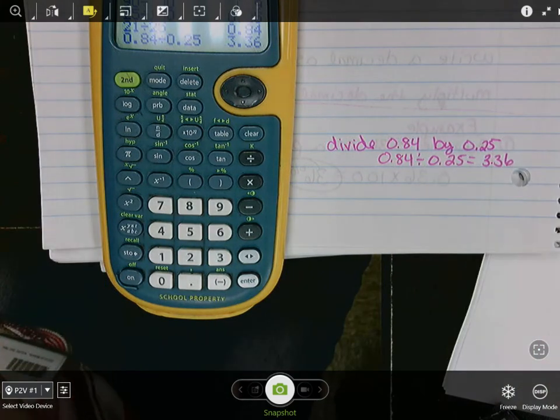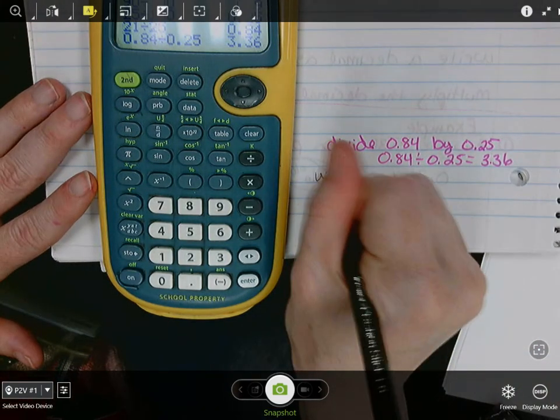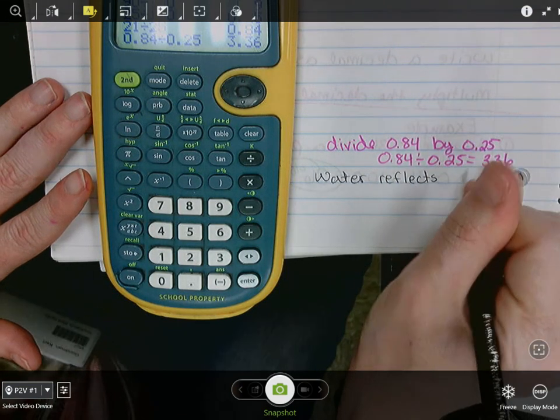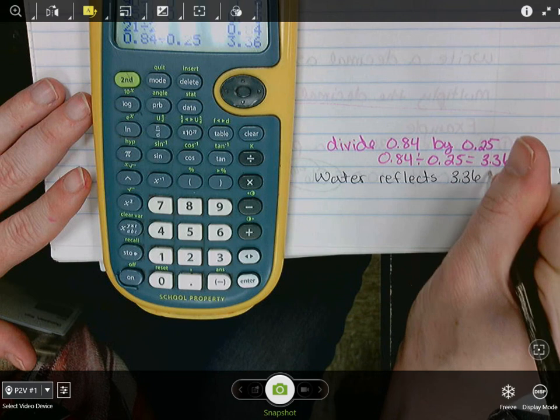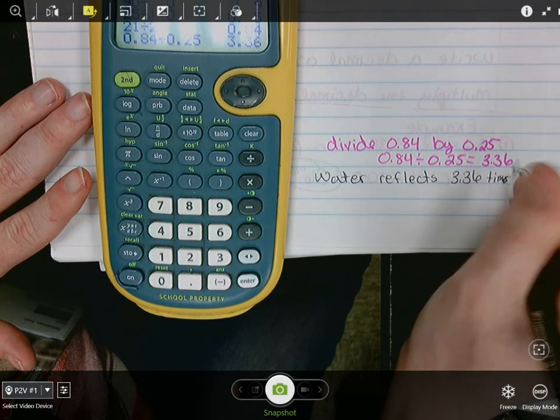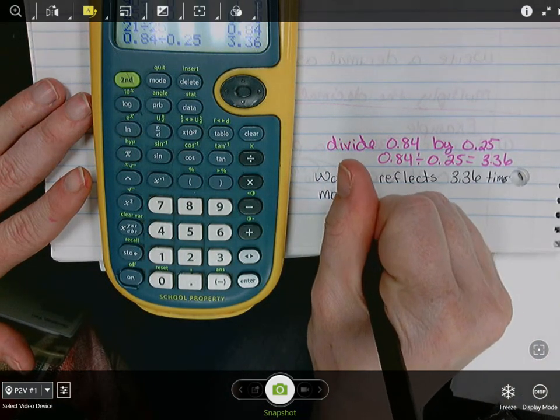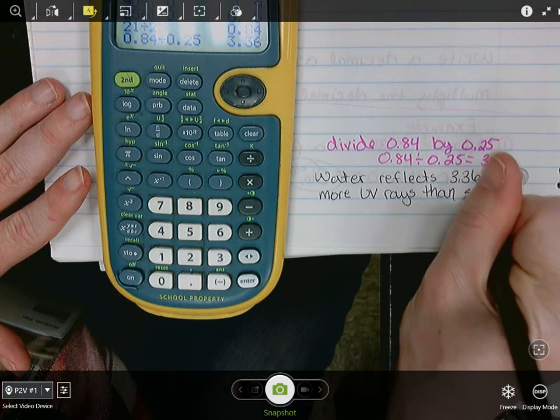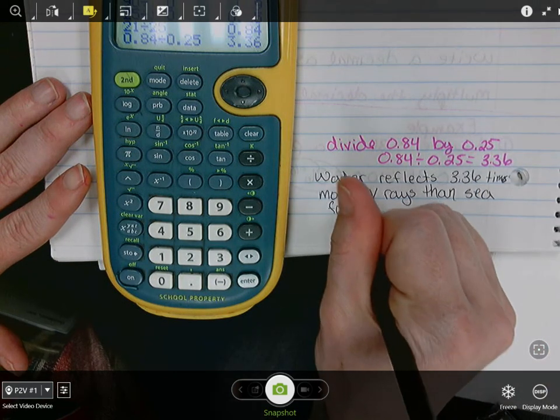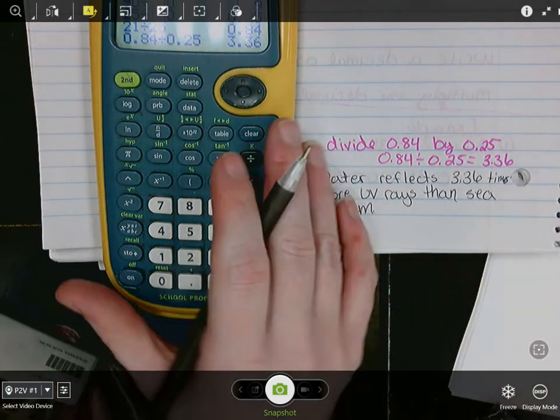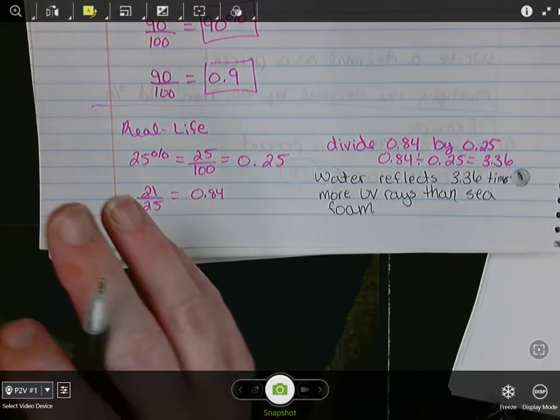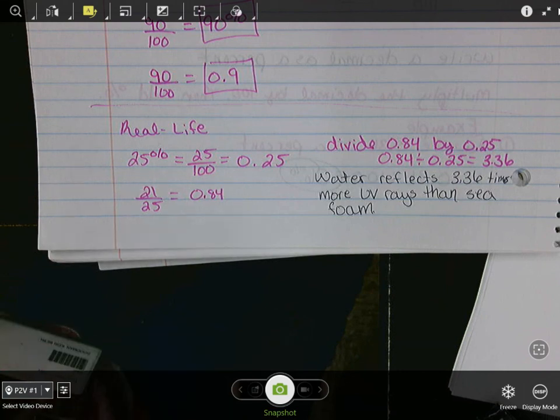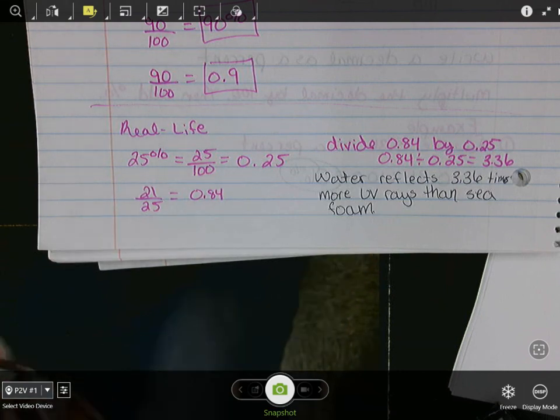So the answer to the question is water reflects 3.36 times more UV rays than seafoam. Okay, all right, so make sure you have this work shown so that way you will be able to do it on your assignment. If you have any questions, let me know. So now we covered percents and fractions and percents and decimals. Thank you, and y'all have a good day.